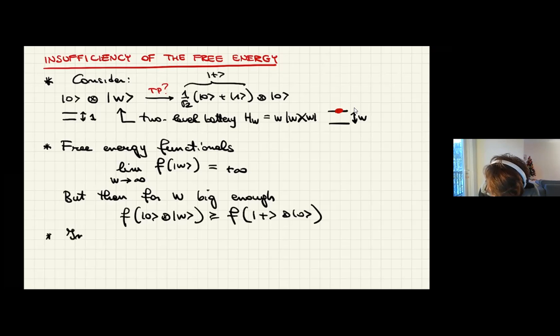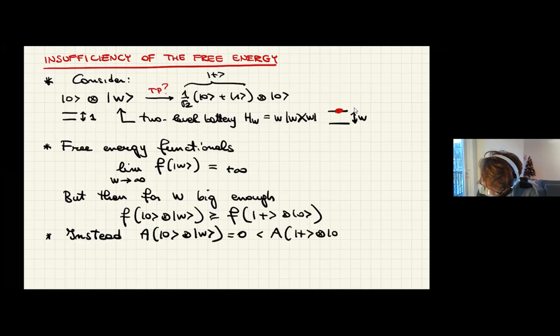Instead, adding the symmetry consideration tells us a very different story, no? Because this asymmetry here, we know it must be non-increasing under any thermal process. But at the beginning, this was 0 because this is a diagonal state. And so it has 0 asymmetry because it's stationary under your group, which is time translations. And this is, of course, smaller than the asymmetry of plus tensor 0 because plus is not stationary. So it contains some degree of asymmetry. And in fact, in this case, it would be something like log 2.